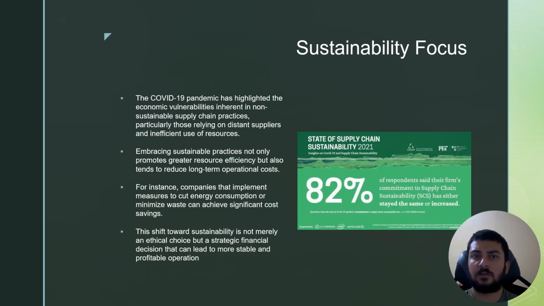Sustainability. The COVID-19 pandemic has highlighted the economic vulnerabilities inherent in non-sustainable supply chain practices, particularly those relying on distant suppliers and inefficient uses of resources. Embracing sustainable practices not only promotes greater resource efficiency but also tends to reduce long-term operational costs. For instance, companies that implement measures to cut energy consumption or minimize waste can achieve significant cost savings. The shift towards sustainability is not merely an ethical choice, but a strategic financial decision that can lead to a more stable and profitable operation.